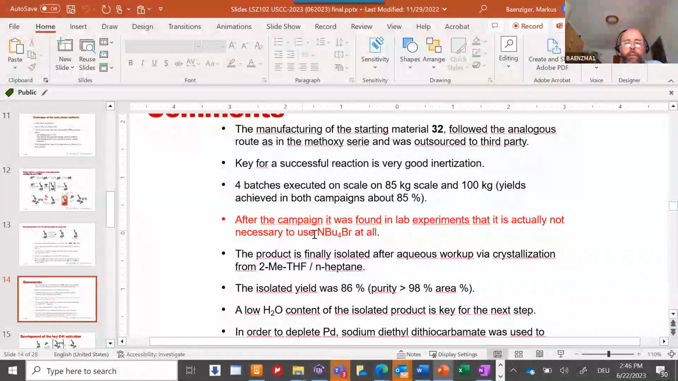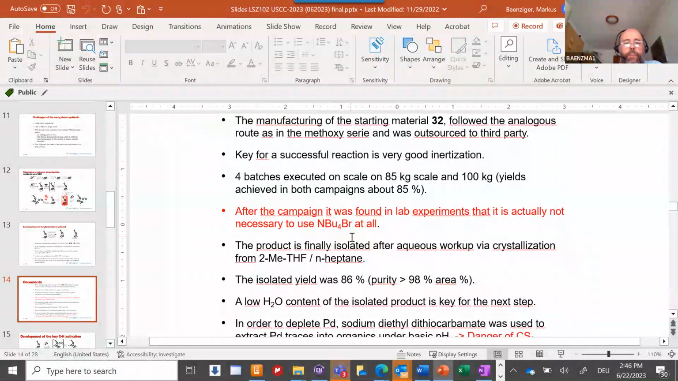Actually, after the campaign, we found that tetrabutylammonium bromide as the phase transfer catalyst is probably not necessary. The isolated yield I already told is 85 or 86%, with purity of greater than 98%.